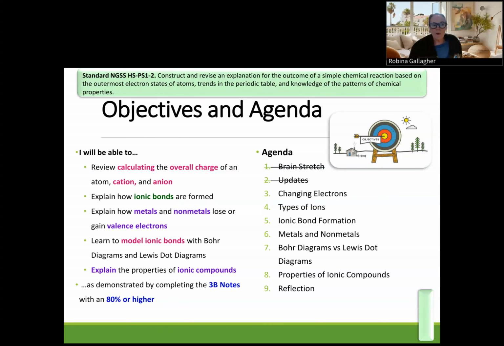So we're going to review how to calculate charges on ions, and then explain how ionic bonds are formed, and how metals and nonmetals lose or gain valence electrons to become stable. And then we're going to introduce Lewis dot diagrams.